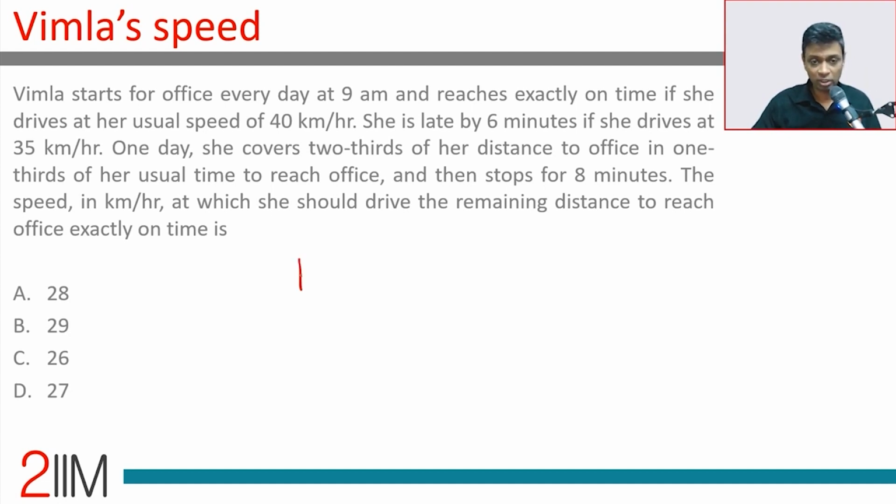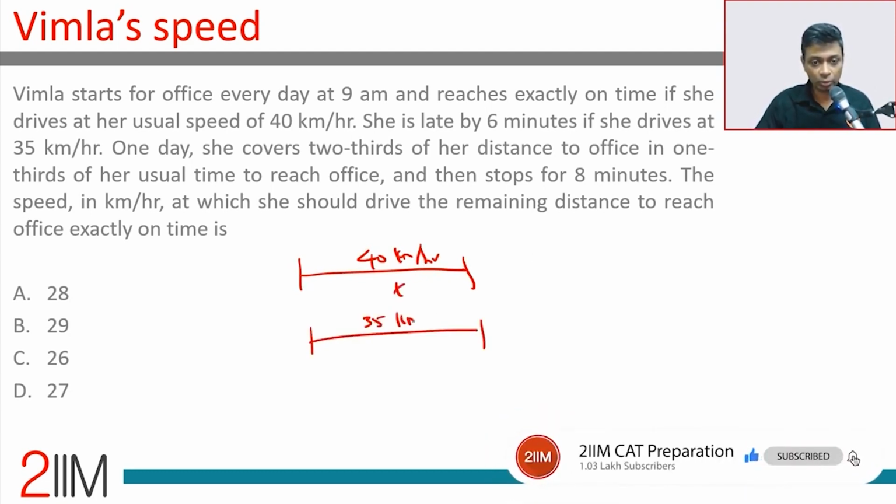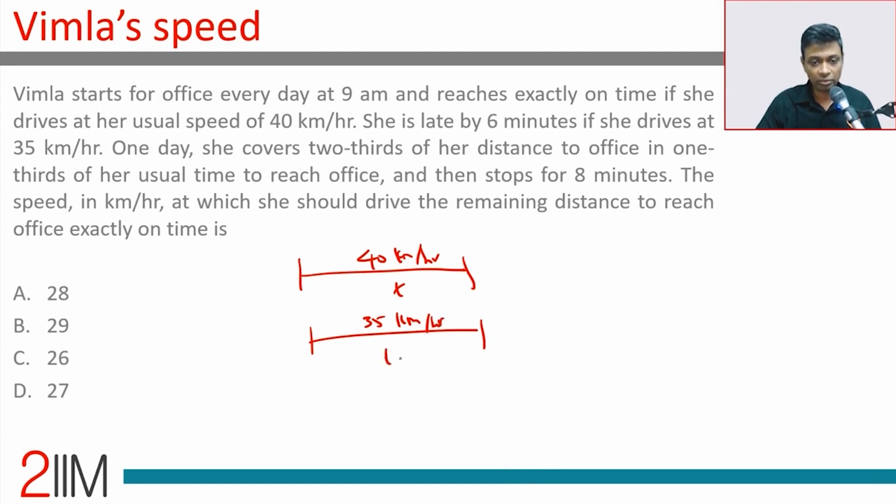I'm going to start with this. Traveling at 40 kilometers per hour, she takes time t. Traveling at 35 kilometers per hour, she takes time t plus 6 minutes. The distance into time is speed. Speed is same. 40 into t is 35 into t plus 6. I know this is in kilometers per hour. I know this is in minutes. Don't care. I just want to be consistent on both sides. At worst, we'll be dividing by 60 on both sides. Doesn't matter. We don't need to do that.